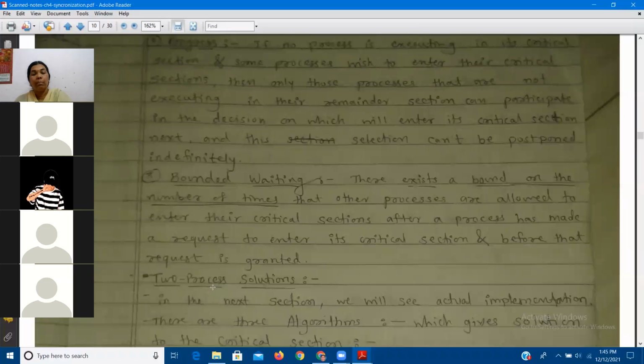Waiting time should be bounded. There exists a bound on the number of times that other processes are allowed to enter their critical section after a process has made a request to enter its critical section and before that request is granted.